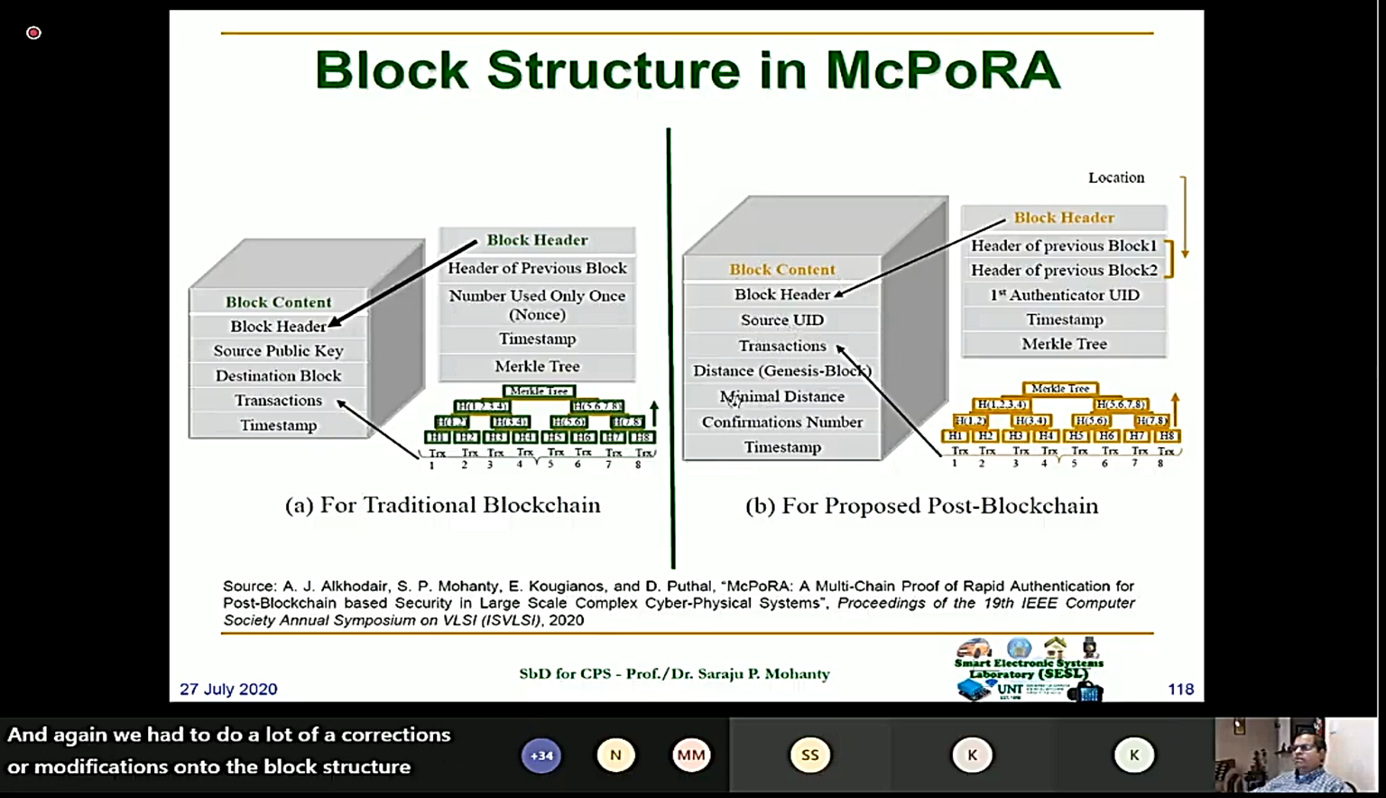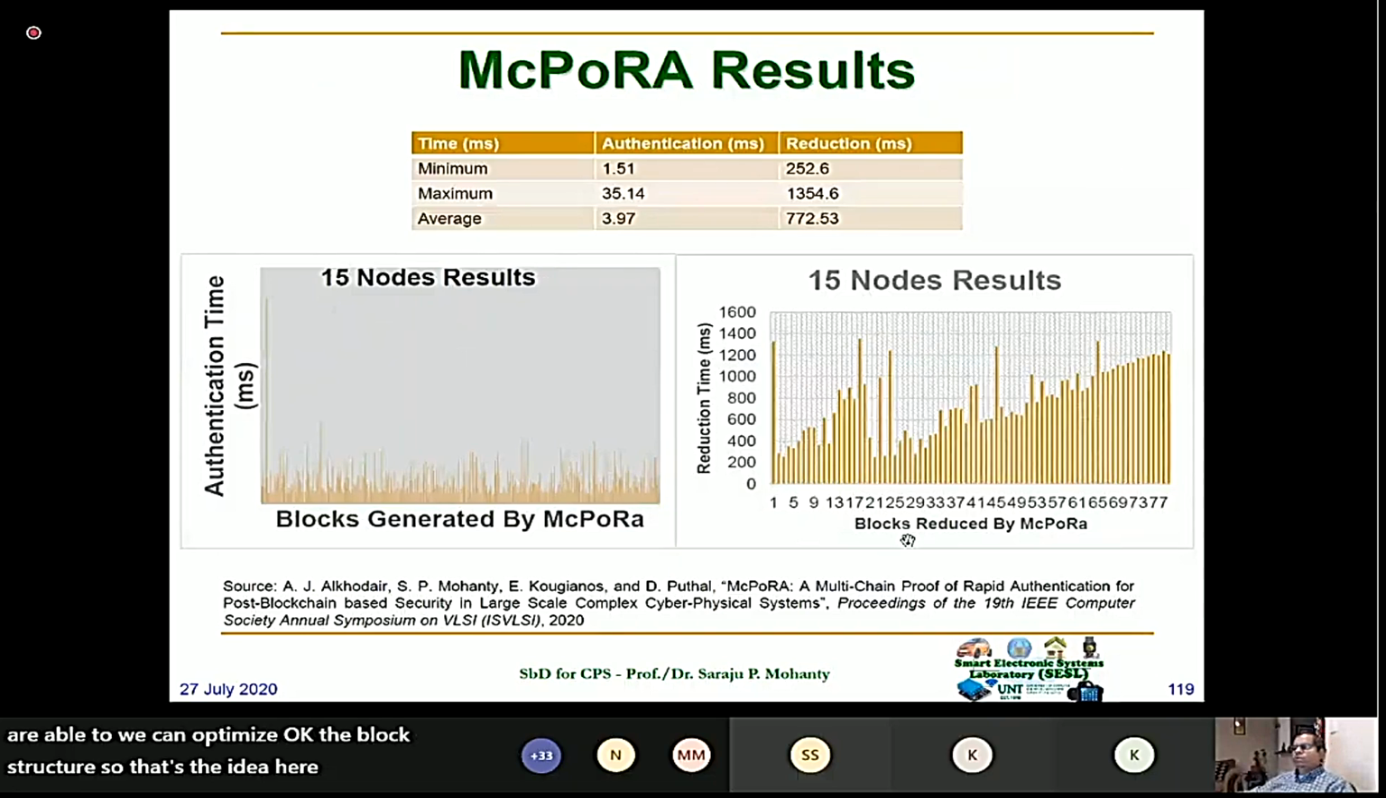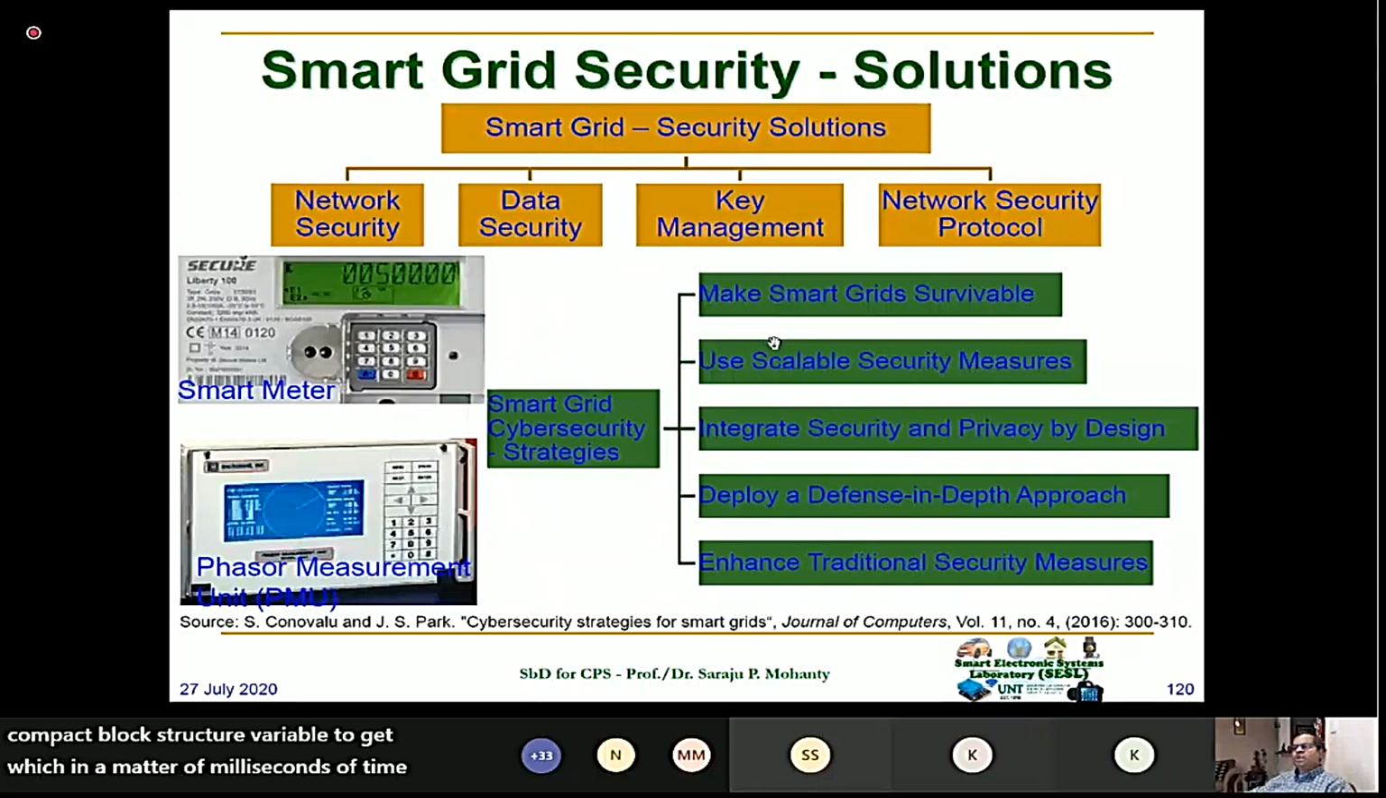So we added, for example, here we are keeping track of the distance of each block from the Genesis block, and as a result, we can optimize the block structure. That's the idea here, and we just said we started. We will continue working. The results are very promising. We are able to authenticate in some milliseconds of time, and also the block compaction, that means the compact block structure, we are able to get in a matter of milliseconds of time.